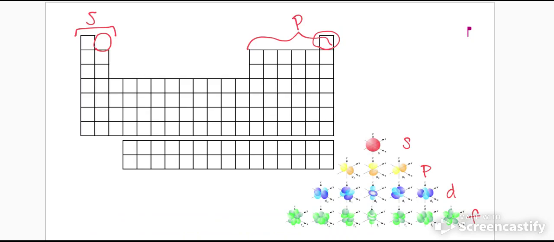Our D has the potential of, again, holding 5, each of 2, so 10. We've got an area of the periodic table, it's actually our transition metals, that can hold 10. So we got 1, 2, 3, 4, 5, 6, 7, 8, 9, 10. So that middle area is our D block.